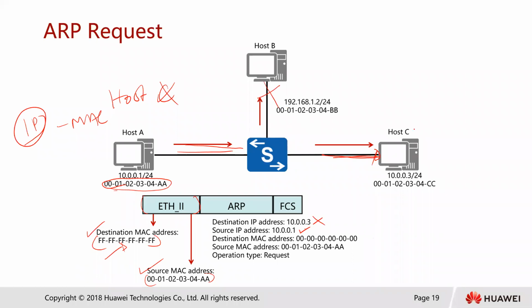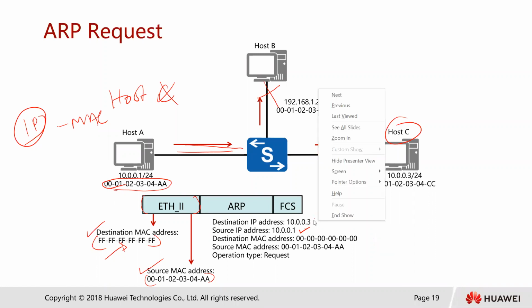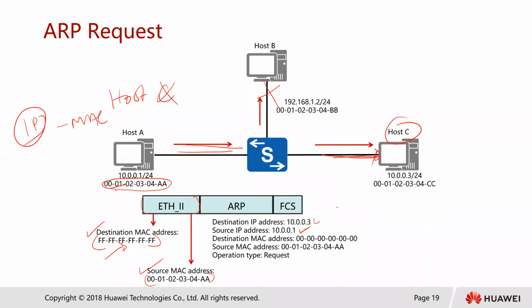And then when this guy, host C, receives the packet, he's going to go ahead and look at his IP address and say, oh, wait a minute. So this guy all along wanted to talk to me. Oh, I am the guy. So he should definitely reach out to me. I am the one.